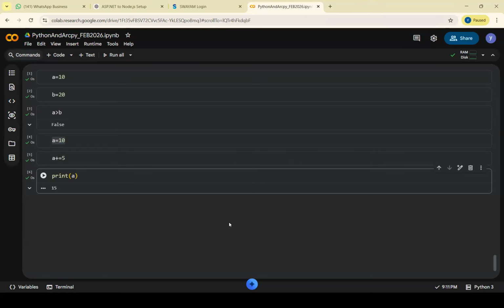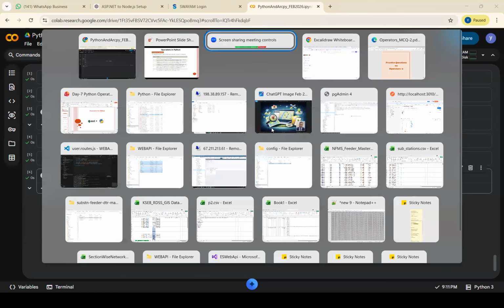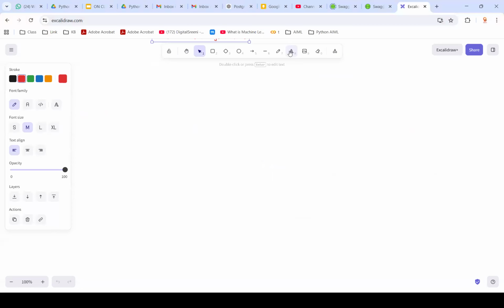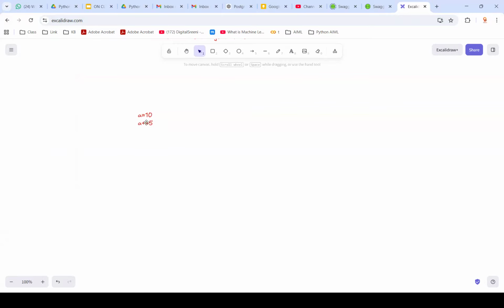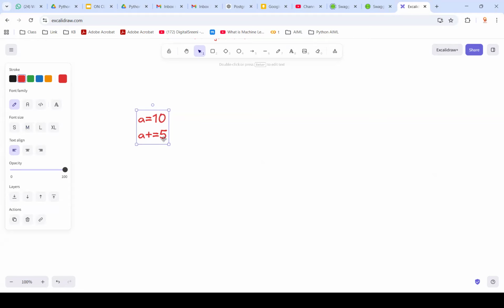Now we need to understand why it is giving the value 15. Let's suppose we have written a is equal to 10, and after that I write a plus is equal to 5. Whenever we write a plus is equal to 5, the meaning of this line is a is equal to a plus 5.